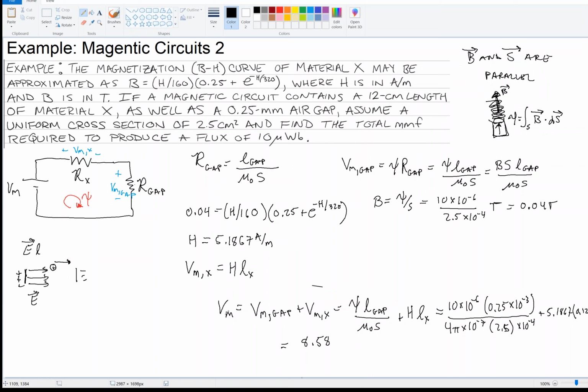And what is magnetic potential measured in? Amp-turns. And that is our final answer.